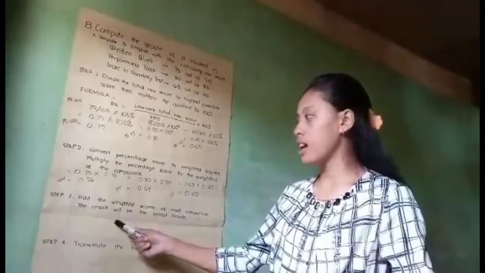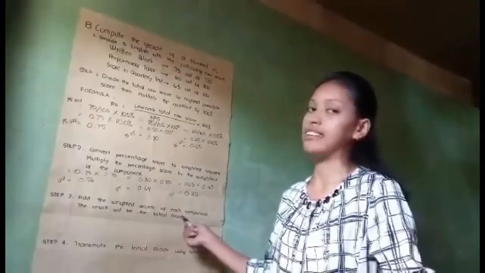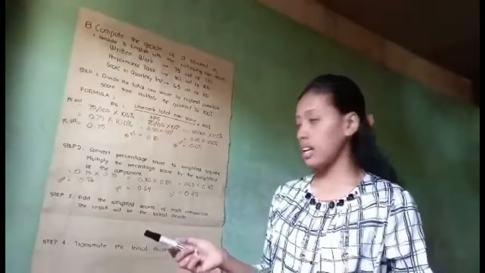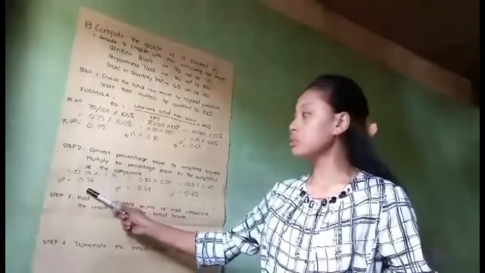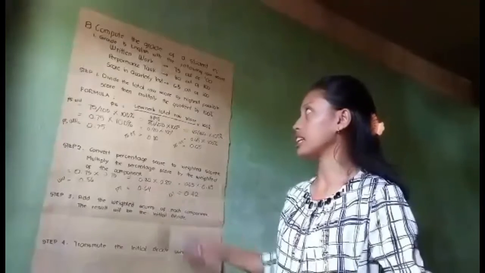Next step is to add the weight score of each component. The result will be the initial grade. So to get our initial grade, we will add the written works, the performance test, and the quarterly test.